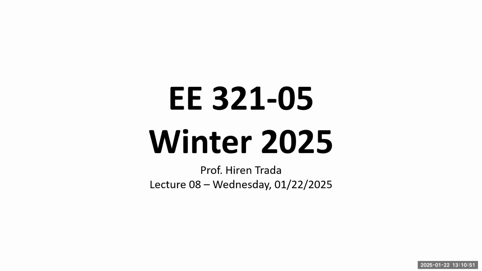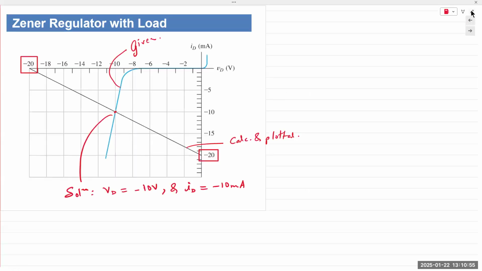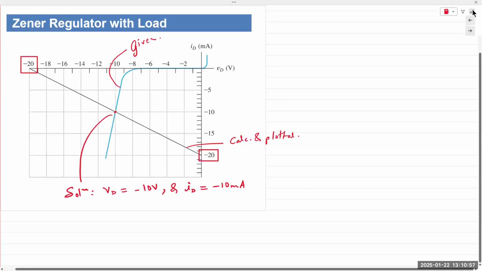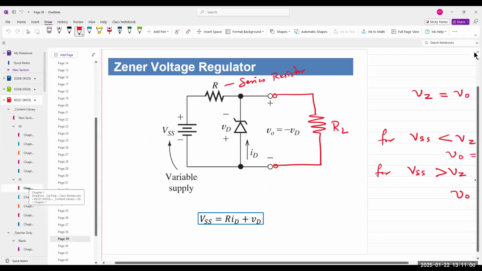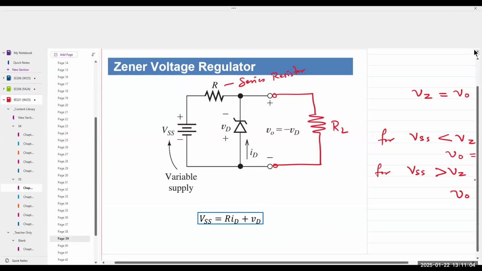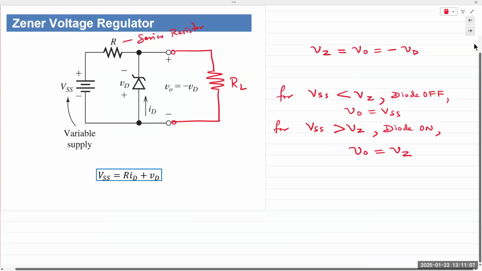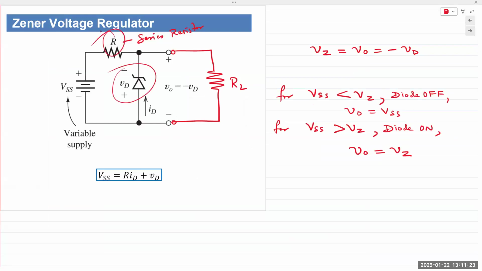So let's get to the class notebook. All right, Zener regulator. Chapter 1. This is where we stopped. Okay, so we have a Zener diode. Zener diode is simply connected to a supply voltage VSS and a series resistor R. Okay, there is no load RL, not for this analysis. We are simply doing a load line analysis where you have a supply voltage, you have a series resistor R, and a Zener diode that's connected.